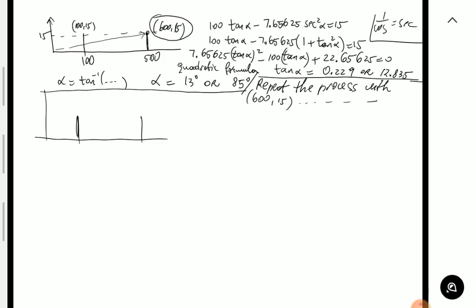When you go through that process, you're going to get two values for alpha, namely in degrees, they will be, let me see if I have it here, you're going to get 36 and 55.4 approximately, 36 degrees or 55.4.